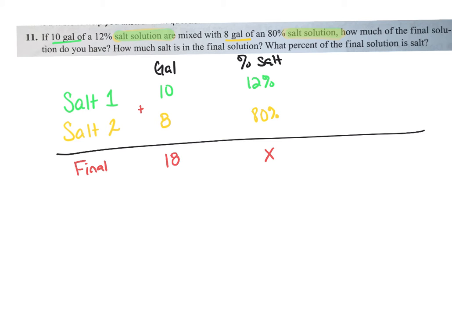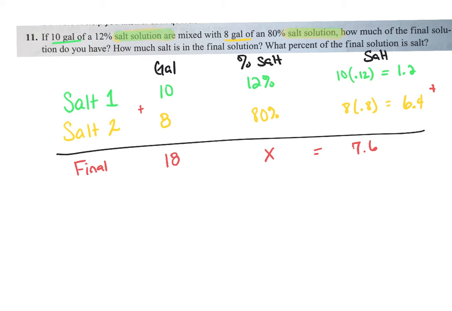All right? So I'm going to multiply across, right? If I'm trying to find how much salt is over here, I need to multiply across. 10 times 12%, so this is going to be 10 times 0.12, which gives me 1.2. And this is going to be 8 times 0.8, which gives me 6.4. And so here I can add down: 1.2 and 6.4 gives 7.6.